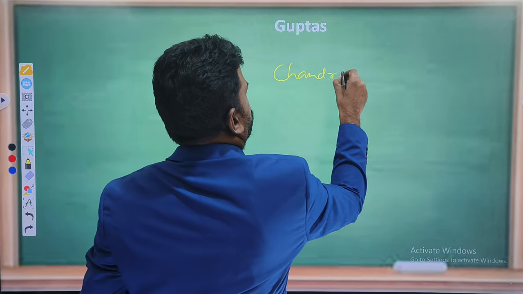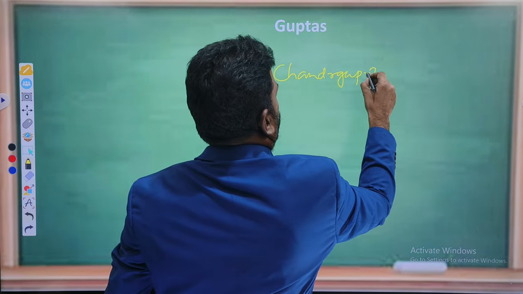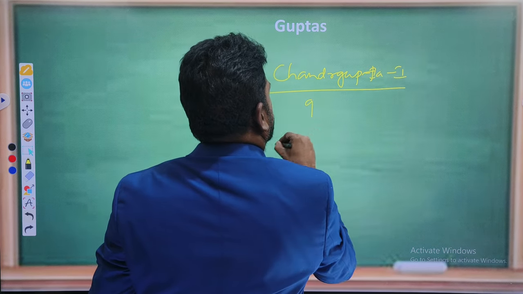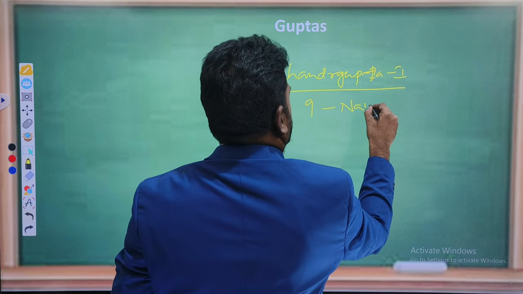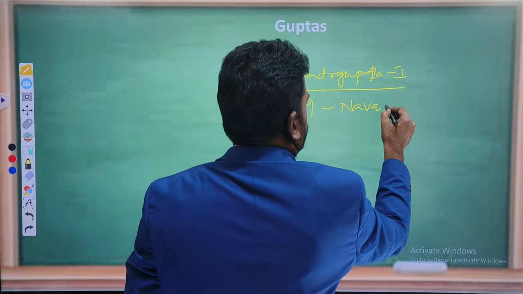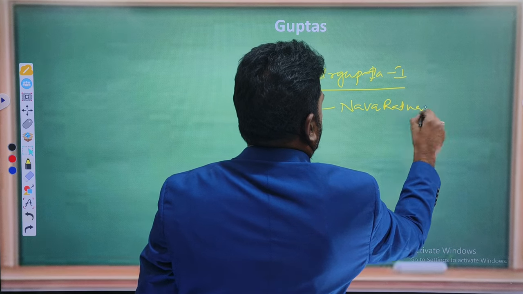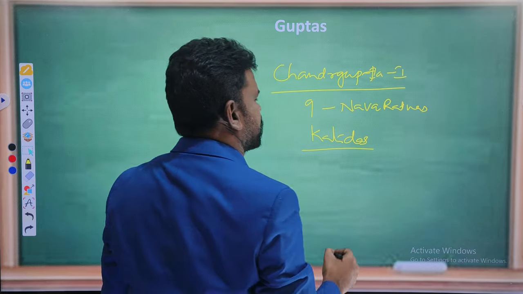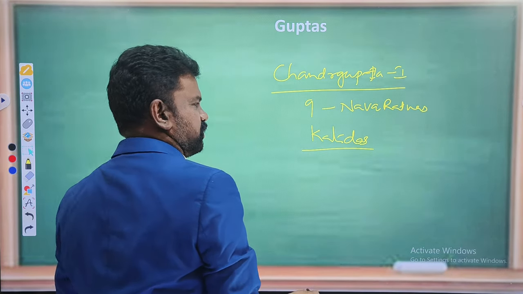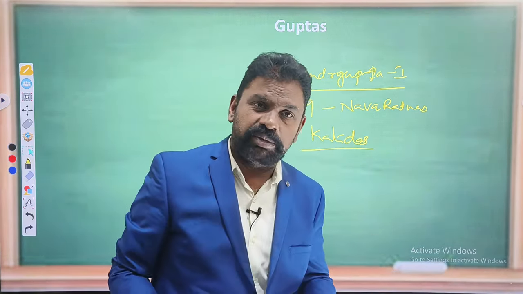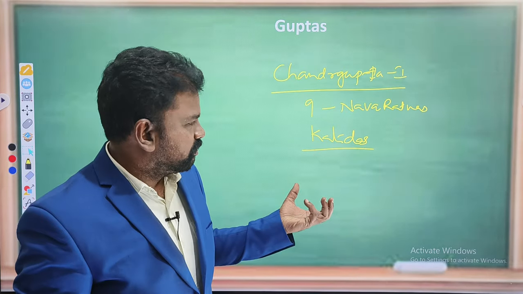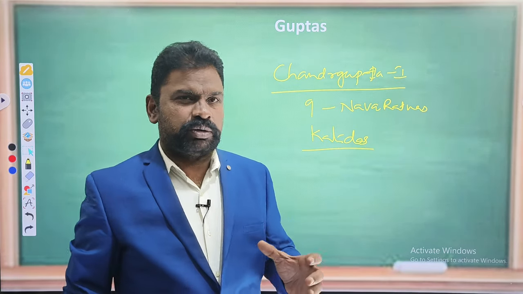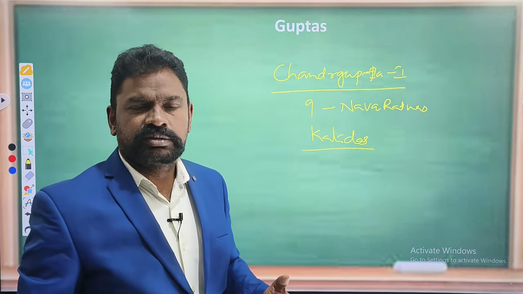Chandragupta II was also a great king. He patronized nine scholars in his court, called the Navaratnas, like Kalidasa and others. Kalidasa is considered a Mahakavi, a great poet. Different books were written by Kalidasa: Abhijnana Sakuntala, Malavika Agnimitra, Vikramorvasiyam, and Raghuvamsam.